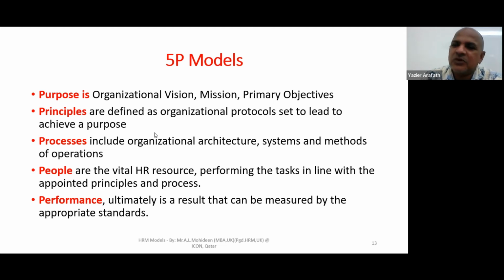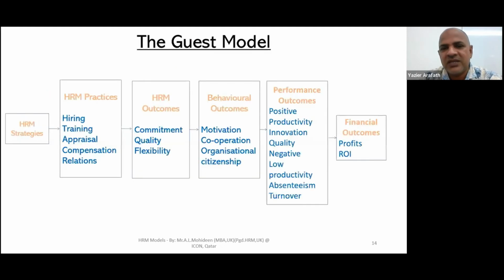So this is also one of the models proposed, the 5P model. So why are we discussing all of these? Again, how HR started functioning, how HR can function. They are giving some models for the functioning of HR.